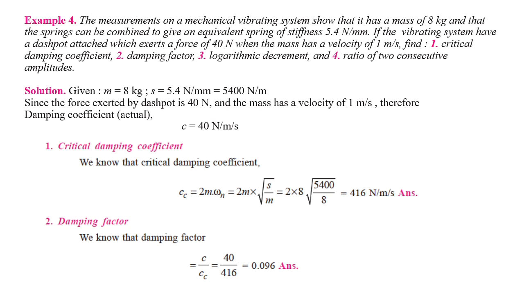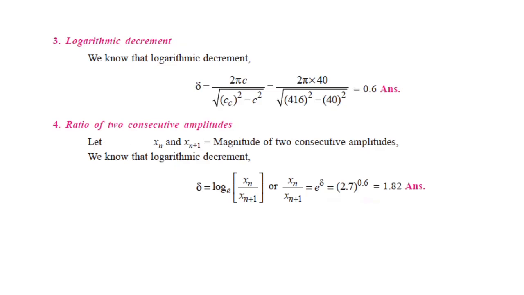Secondly, you have been asked the damping factor. The damping factor formula is equal to C by Cc. Therefore, the value of C is given. What is Cc? Critical damping coefficient, which you have just found. Take the ratio, you will get 0.096.